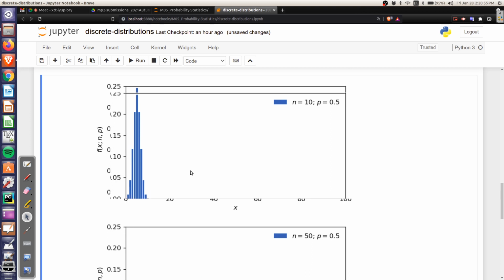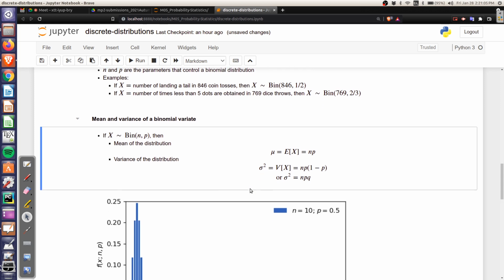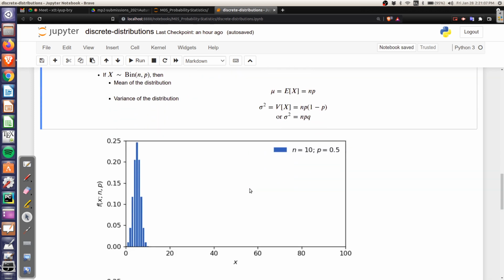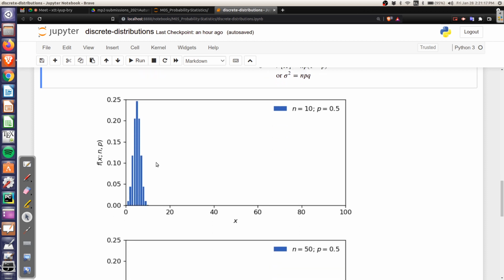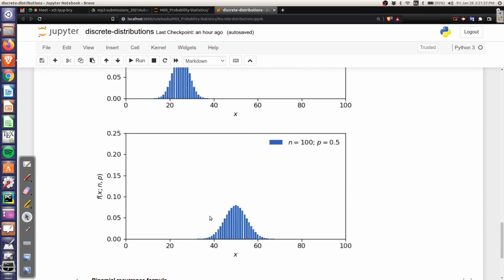Why should it decrease? Because p and q remain the same, and n is increasing. As n increases, the variance increases. And you already know, in the previous class we talked about what the variance tells us. Variance gives you standard deviation, and standard deviation tells you the spread of the distribution. The more the variance, the more the distribution is spread around. So here it is going to be narrower because n is 10, so the variance is small. That means the spread of the distribution will be less. Here n has increased, so the spreading will be more. Here n has increased even more, so it is going to spread even more.